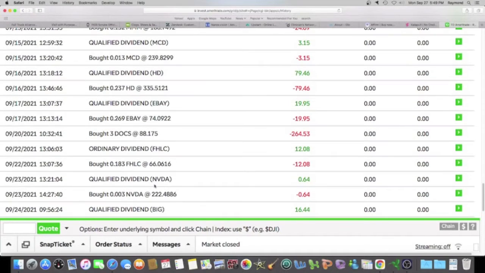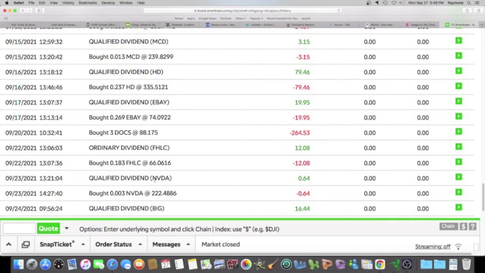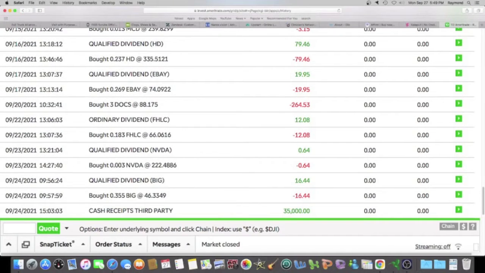Reason you see this twice is typically you get a dividend every quarter. My first dividend was back in July, and here we are in September with my second dividend of the same stock. The next dividend is BIG. This is Big Lots, $16.66.